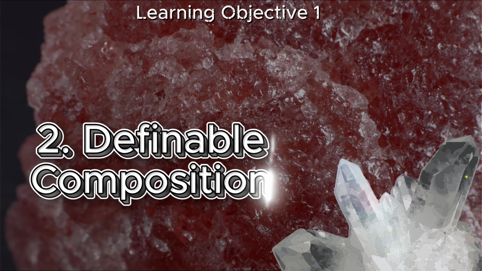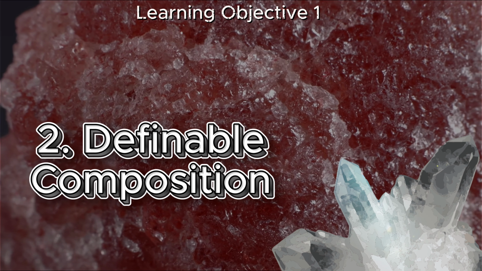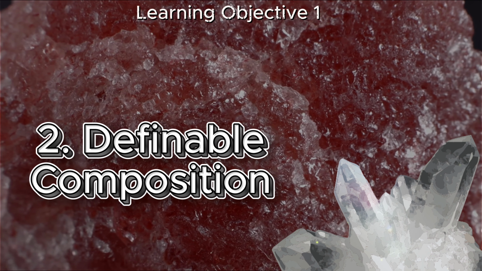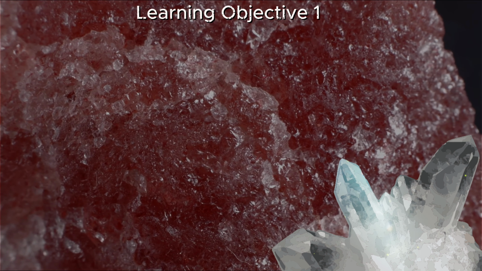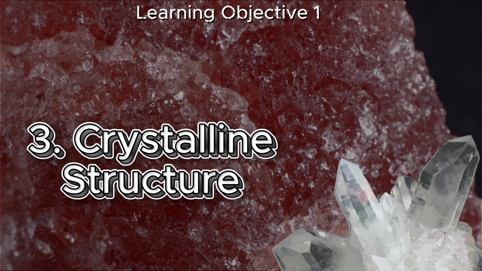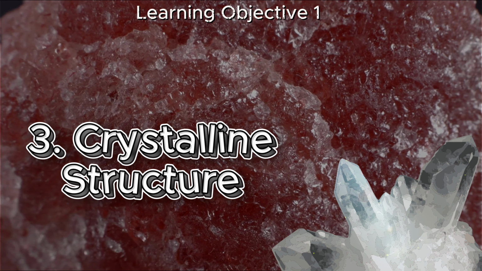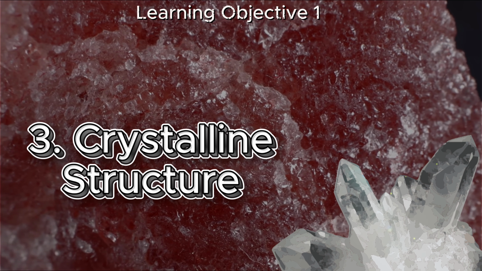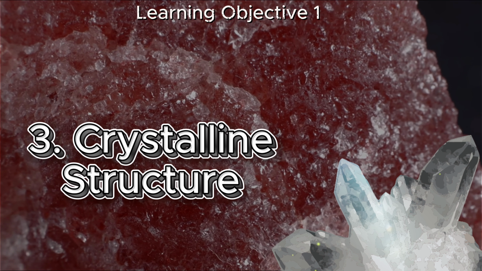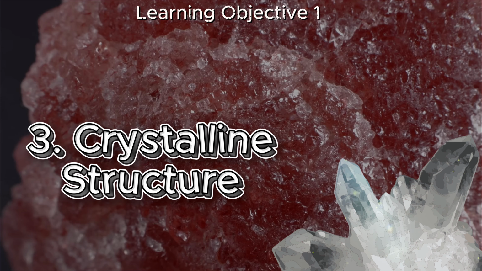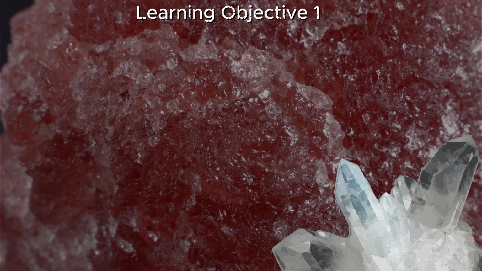Second, it must have a definable chemical composition. Each mineral is made up of the same elements in the same proportions every time. Third, it has to have an ordered, crystalline structure. In minerals, atoms are arranged in a repeating, organized pattern, allowing minerals to form crystals and giving them specific properties such as cleavage or hardness that are tailored to each individual one.